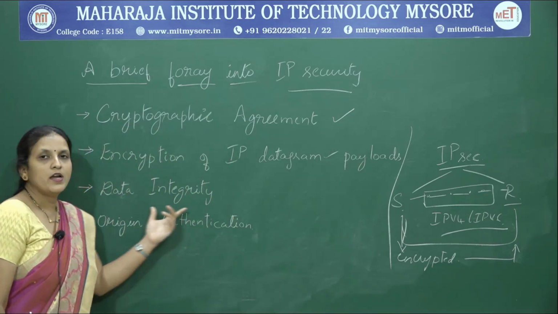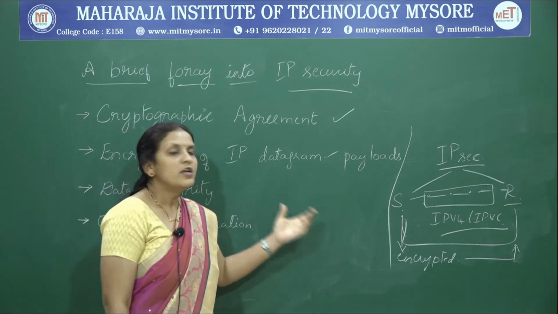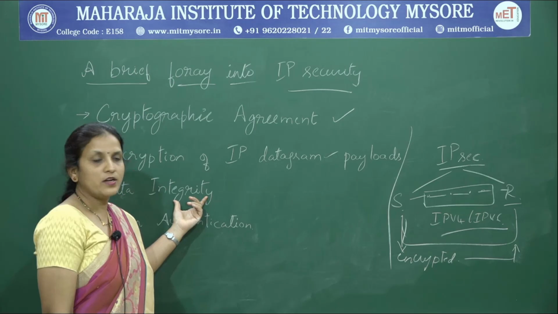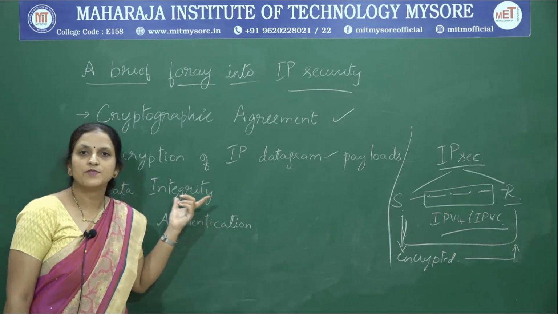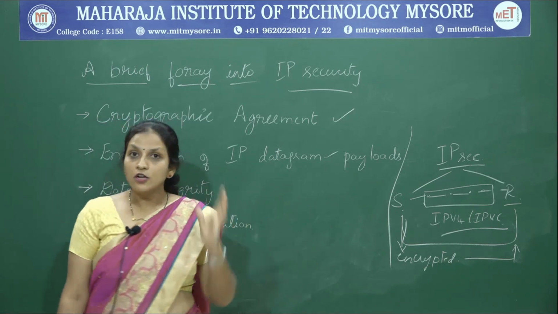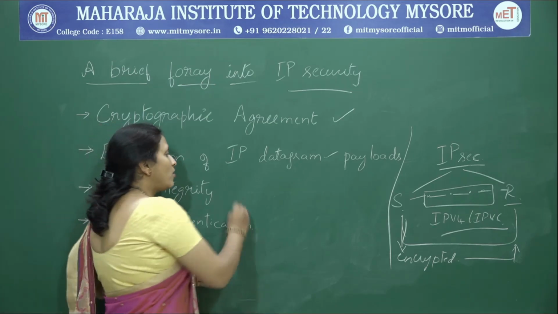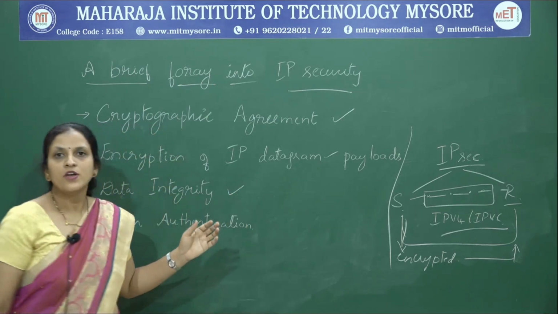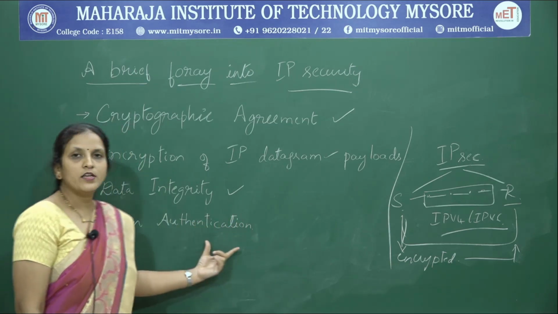The third is data integrity. During the transmission of payload from sender to receiver, it assures the integrity of data. Whatever data or payload is being transferred from sender to receiver is not changed or corrupted. So the integrity of data is assured in the case of the IPsec protocol. And next, the origin authentication.